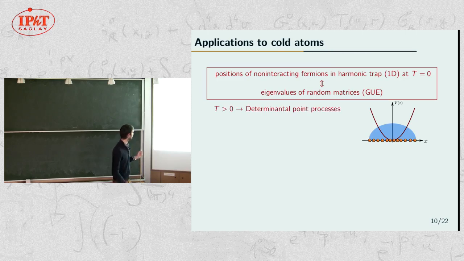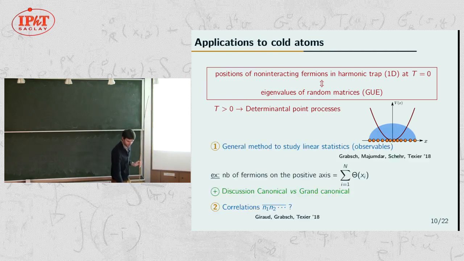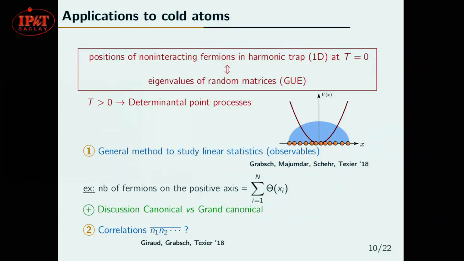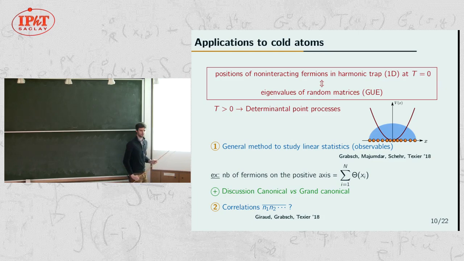fluctuations. But there is still some connection with mathematical objects which are related to random matrices, called determinantal point processes. And I have used this to introduce a method to study any linear statistics, which can represent wide classes of observables, for this system at any temperature. And I have used it to study the number of particles on the positive axis. So what is the number of particles here, and how does it fluctuate?